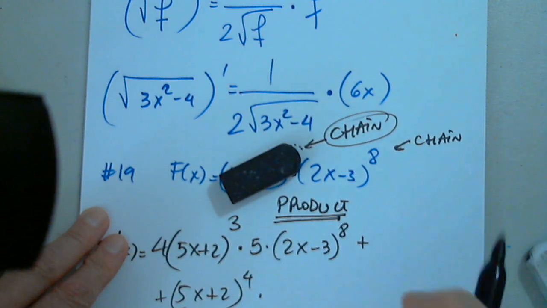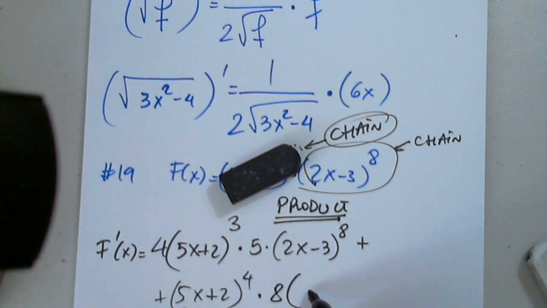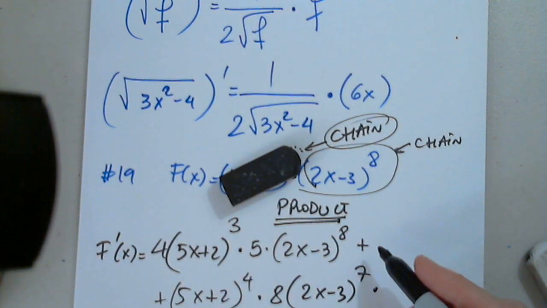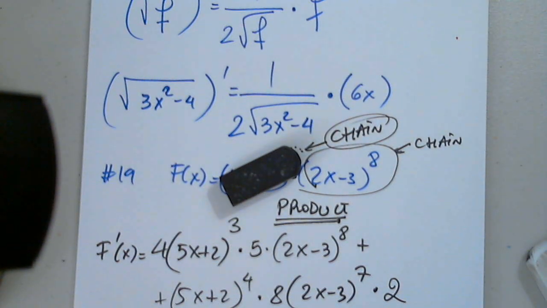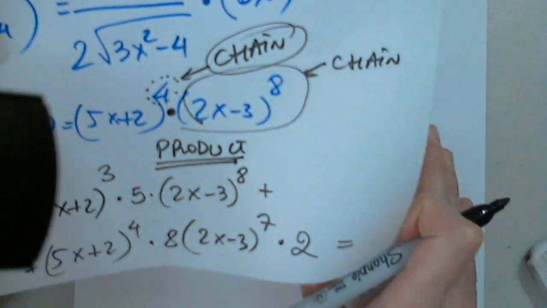Times. Can anyone differentiate this for us? Other than Tariq, I know he got it. Thank you. Would it be 8 parentheses 2x minus 3 to the 7th times the inner function prime, 2? That's it. Awesome. Any questions? Any questions? Well, we need to continue and simplify this one though.